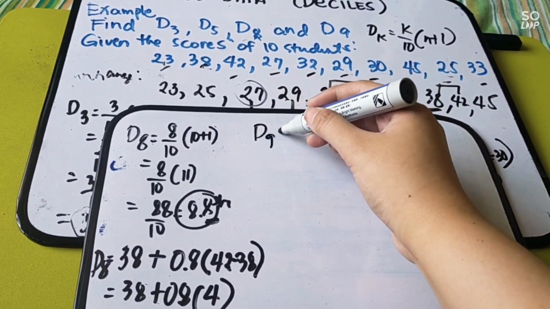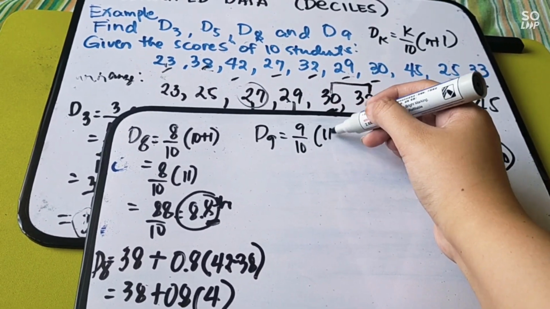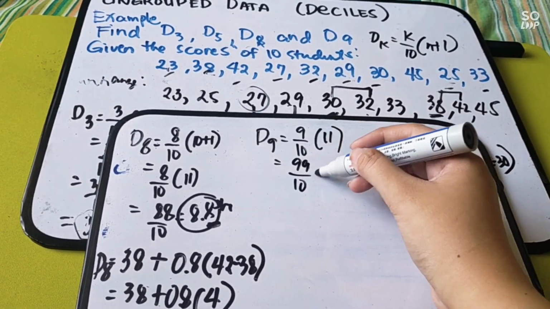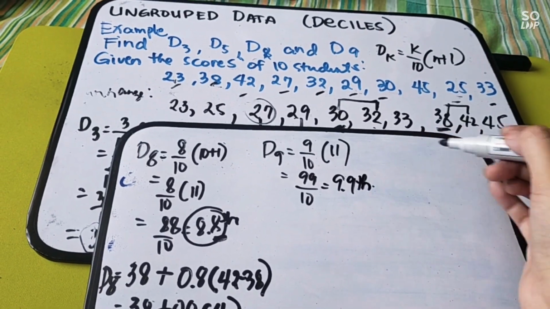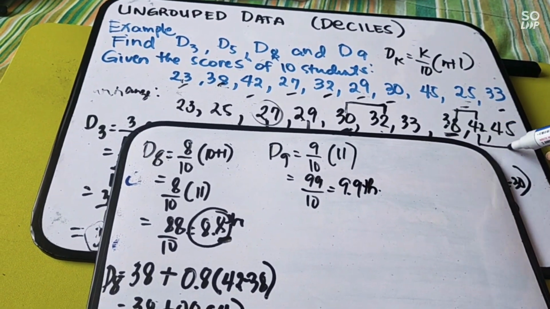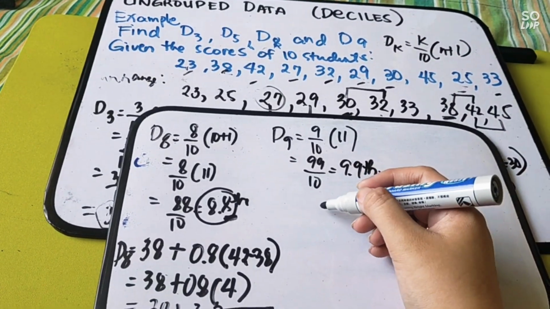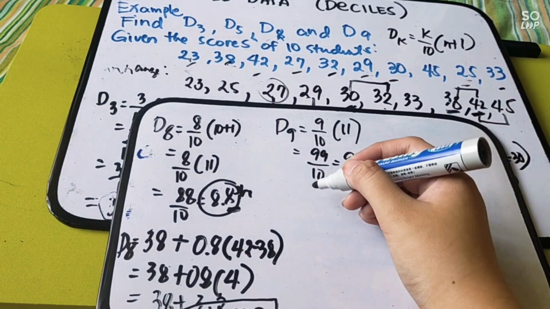D sub 9. We have 9 over 10 times 11 na. So, that is 99 over 10. That is 9.9. Ayan, pang 9.9. So, it is in between 9 and 10. So, ito yung decile 9. So, we have here decile 9. So, yung 9th mo, pang 9 mo, we have 42.